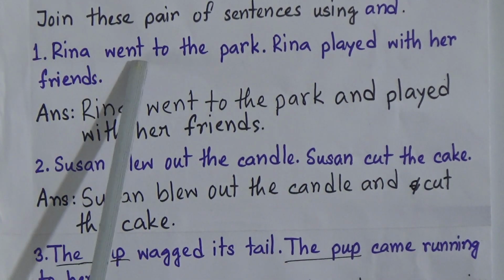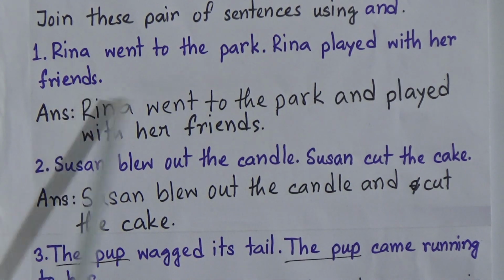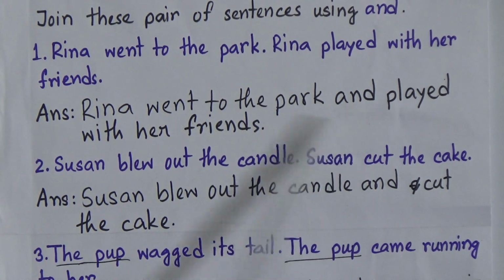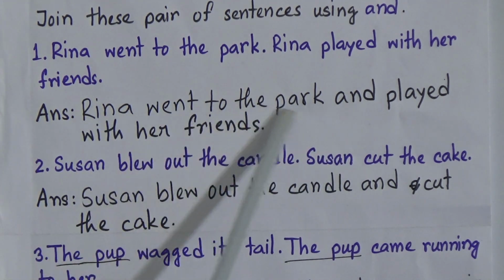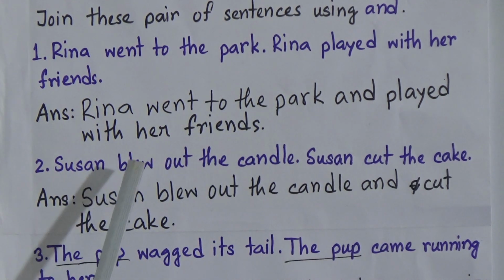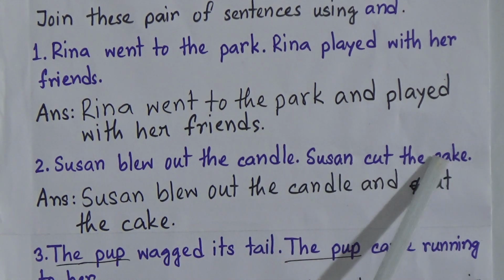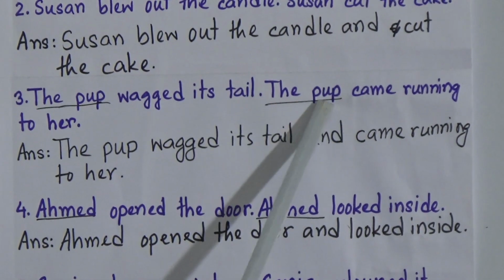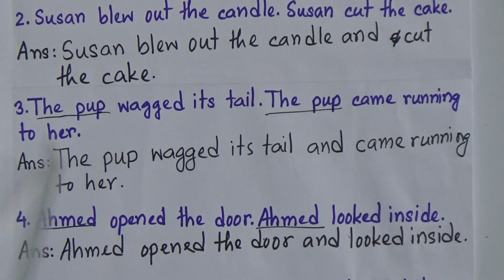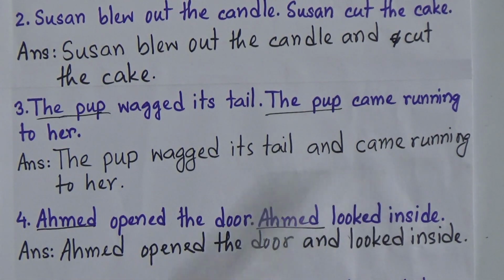Number 1, Reena went to the park. Reena played with her friends. And after joining "and" in these sentences, Reena went to the park and played with her friends. Number 2, Susan blew out the candle. Susan cut the cake. And the answer is Susan blew out the candle and cut the cake. Number 3, the pup wagged its tail. The pup came running to her. And the answer, the pup wagged its tail and came running to her.